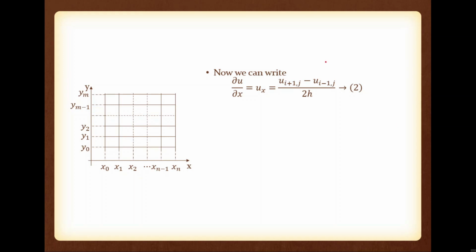If you have a single variable, then j is absent. But here we have two variables. So with respect to x means u i plus 1 comma j, because the next point with respect to x is i plus 1. With respect to y, it is not changing, so j itself, minus u i minus 1 comma j, meaning the previous point with respect to x, y is not changing, divided by 2 into h, because x is changing. So we have to use the period of x, that is h. So dou u by dou x equal to ux is equal to u i plus 1 comma j minus u i minus 1 comma j divided by 2h.